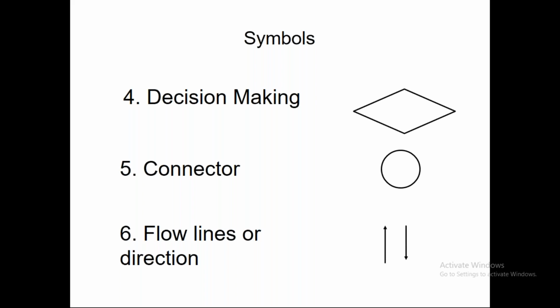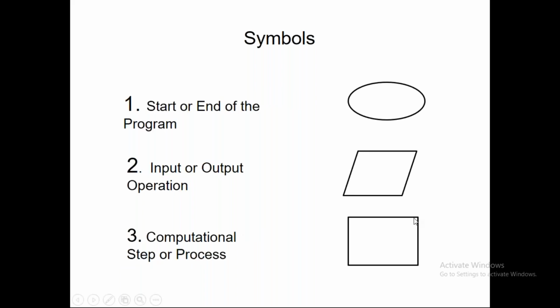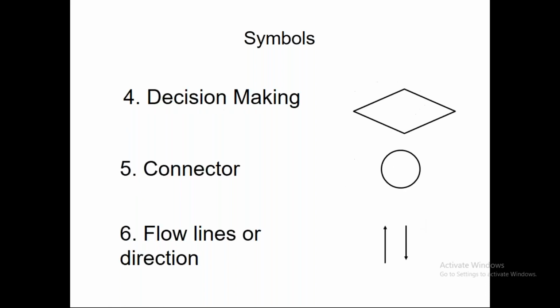Flow lines show the direction. The arrow marks represent the flow lines, in which direction the workflow is happening. So that way, if you talk about the symbols here, you have the start or end of the program, input output operation, computational step or process, and then decision making, connector, and flow lines for the direction.